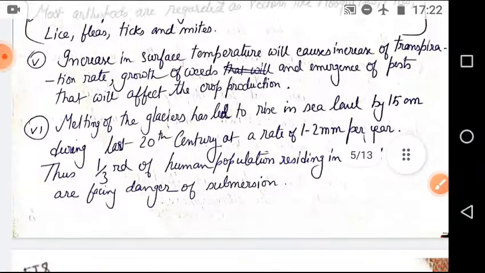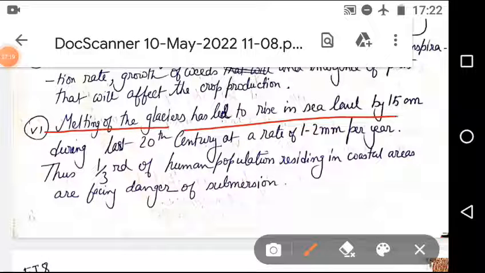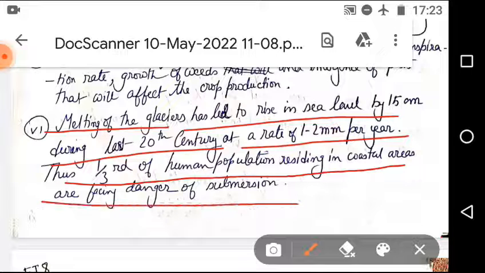And then, melting of the glaciers has led to a rise in the sea level by 15 centimeters during the 20th century, at a rate of 1 to 2 millimeters per year. Thus, one third of the human population residing in coastal areas is facing danger of submersion.